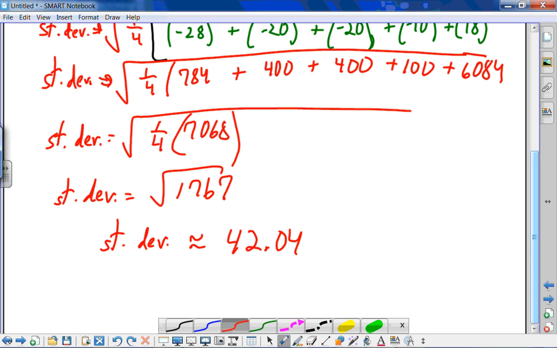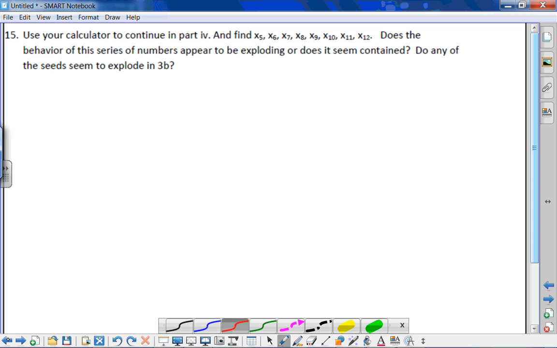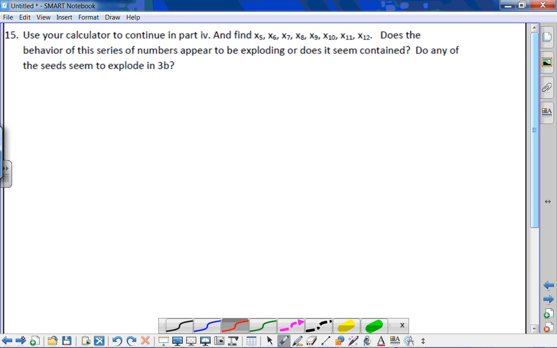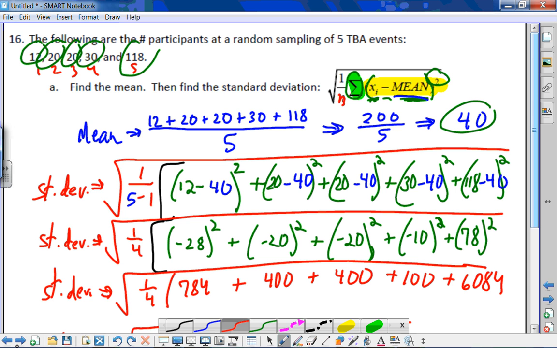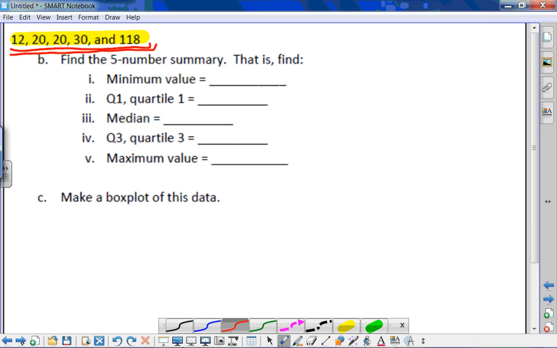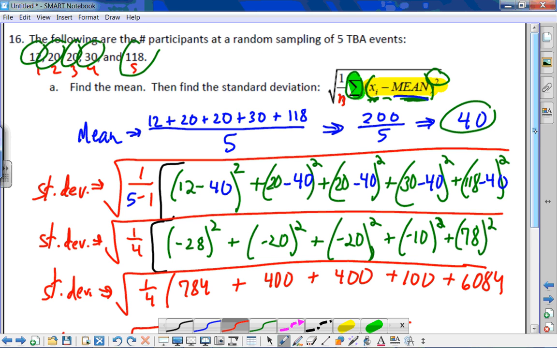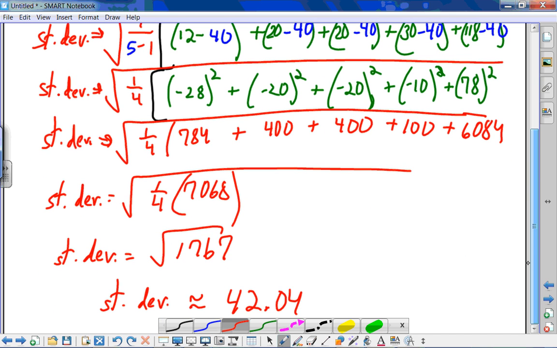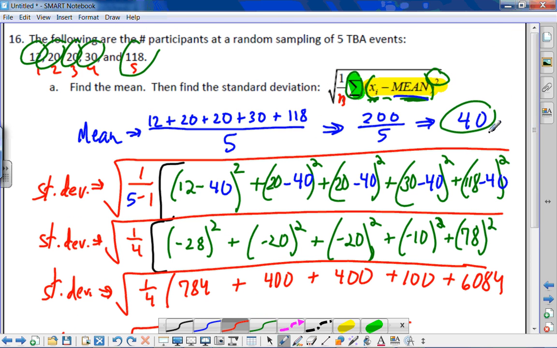And in this problem, we were talking about the number of participants at a random sampling of 5 TDA events. The average number of people was about 40. That was the mean. The standard deviation was about 42. So the typical deviation from the mean of 40 was about 42.